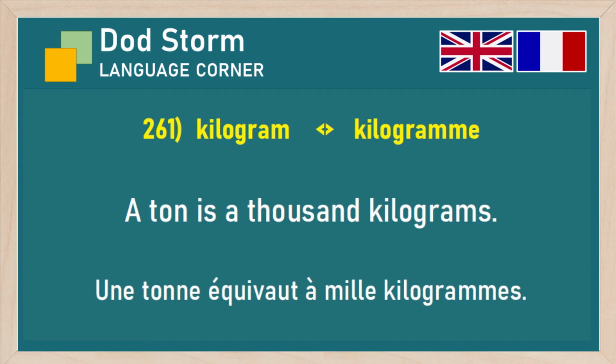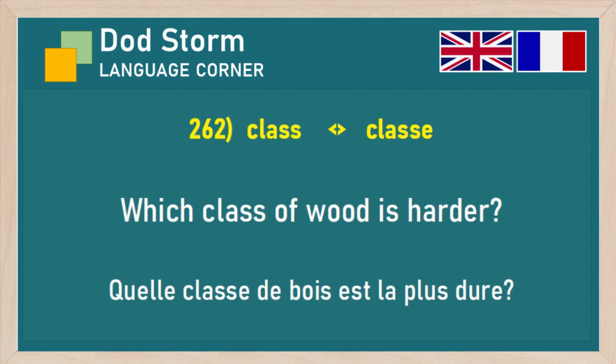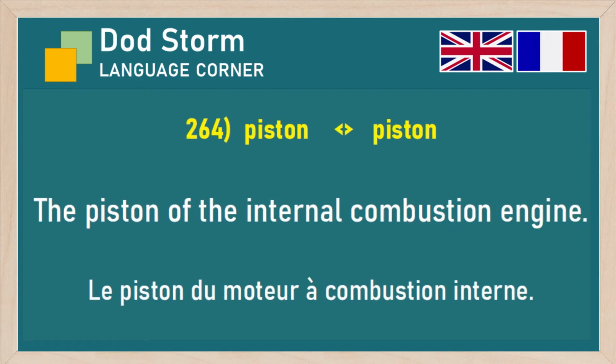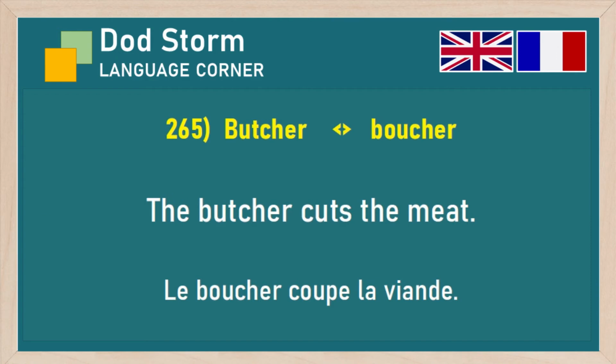A ton is 1,000 kilograms. Which class of wood is harder? The plumber solders a copper pipe. The piston of the internal combustion engine. The butcher cuts the meat.